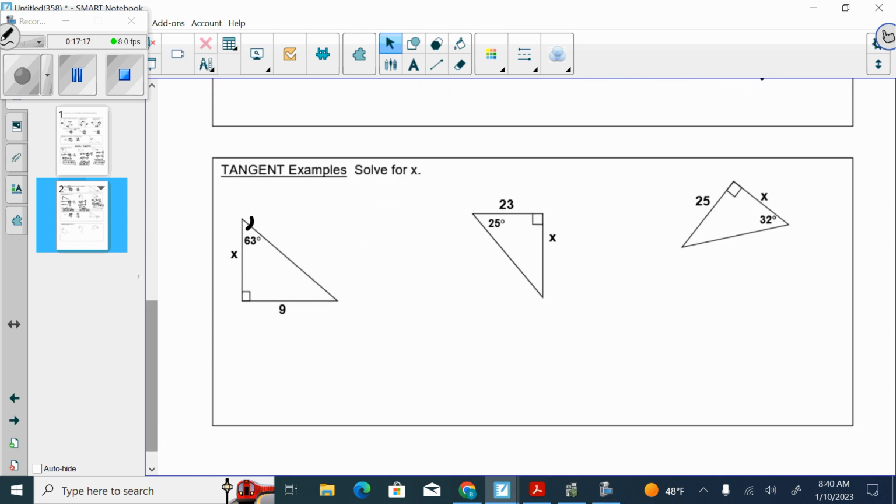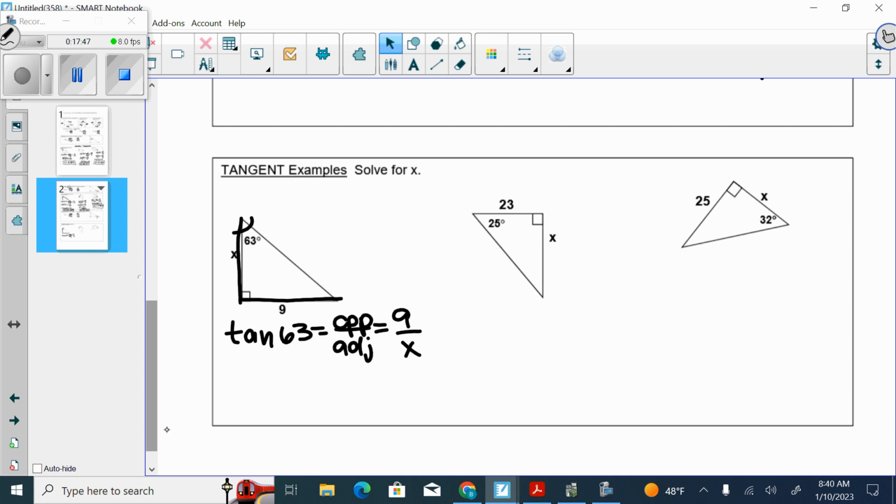So the first one, my angle is 63. I only know opposite and adjacent, so I have to use tangent. No other option. So I have tangent of 63 is equal to, where we're going to have opposite over adjacent. And what's my opposite side? 9. And the adjacent side is x, correct.